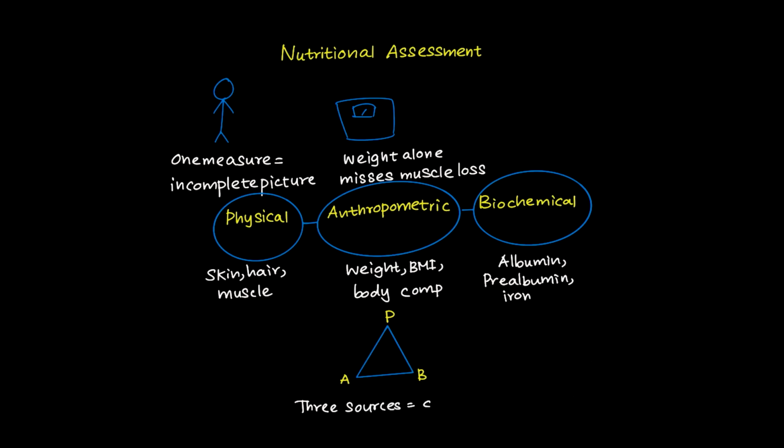Here's a D440 OA exam tip for you. When a question asks for the best overall assessment, pick the option with the most data sources combined. Quick recall hook: 3 letters, PAB, physical, anthropometric, biochemical.